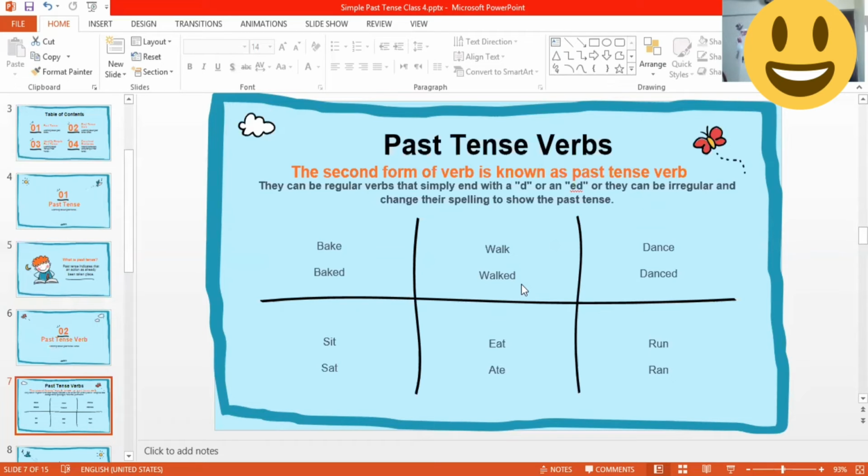Or they can be irregular and change their spellings to show the past tense. वो irregular भी हो सकते हैं और वो अपनी spellings भी change उनकी हो सकती हैं, लेकिन वो word वही रहेगा but उसकी meaning past tense में होगी. It will be the second form, like sit becomes sat, eat becomes ate, run becomes ran. Okay.